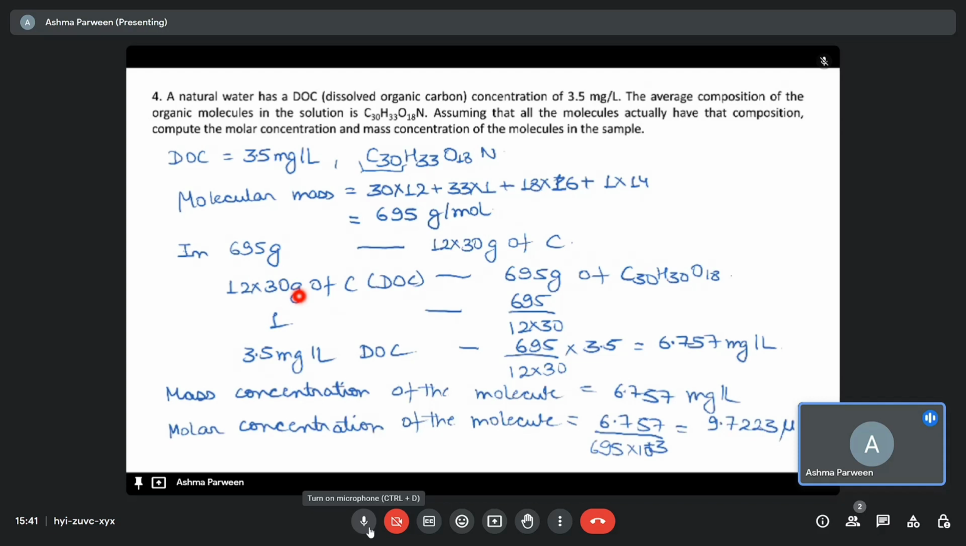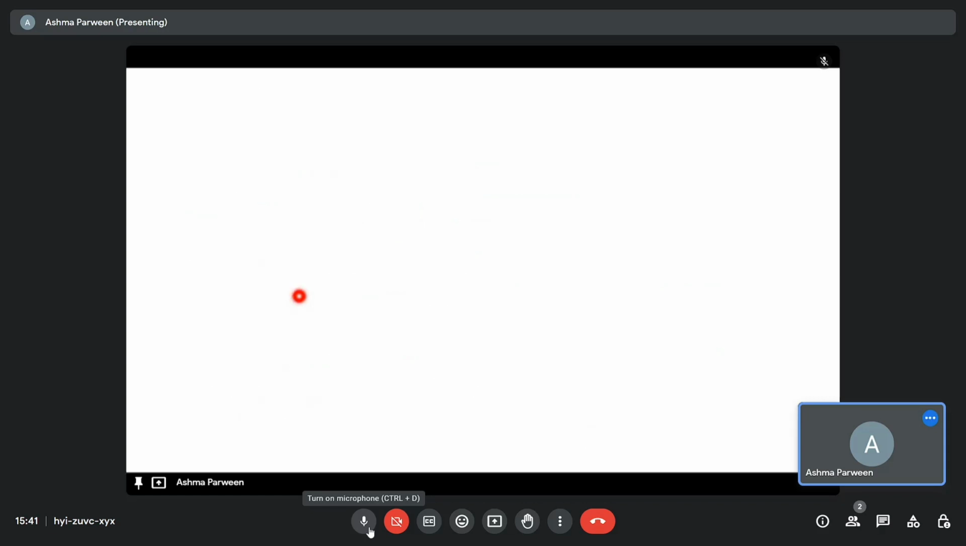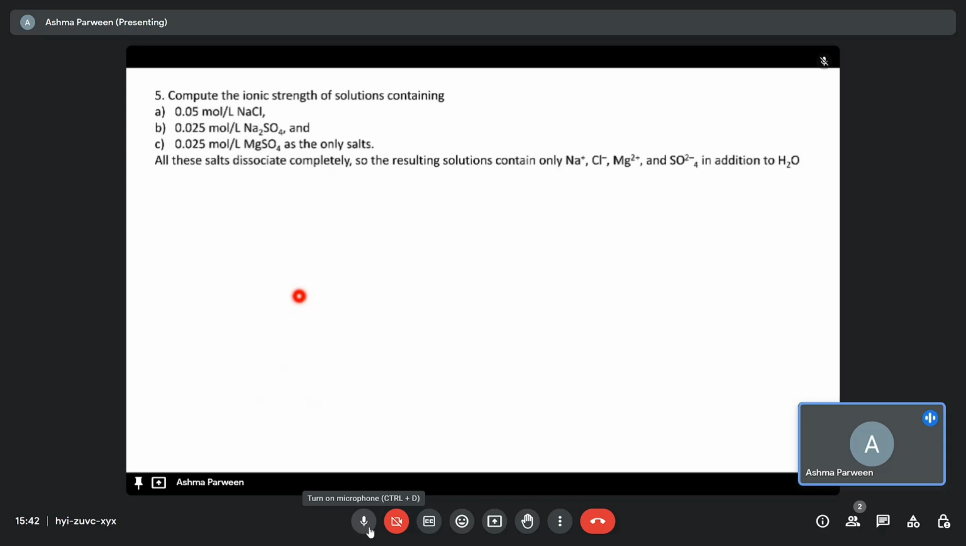So this question was also a simple question in which we just have to convert the carbon concentration to the overall molecule concentration and find out the molar and mass concentration. So let's move to the next question. It is also a direct question.